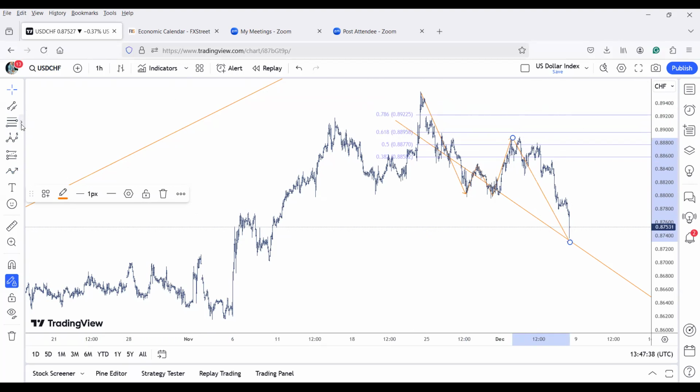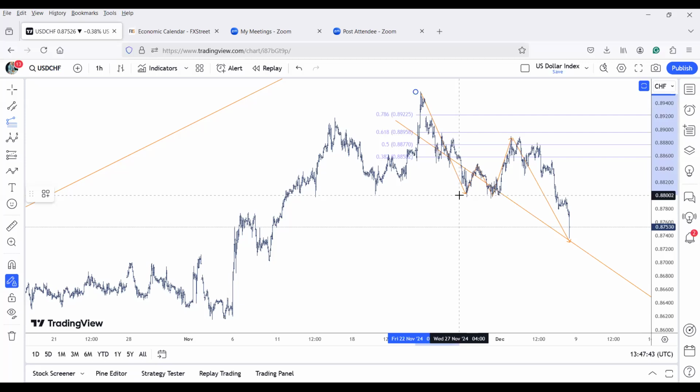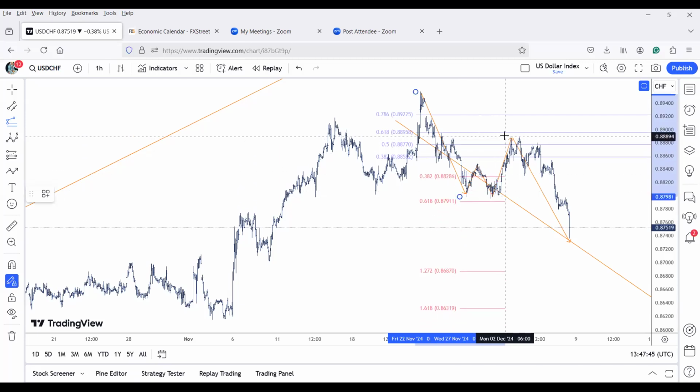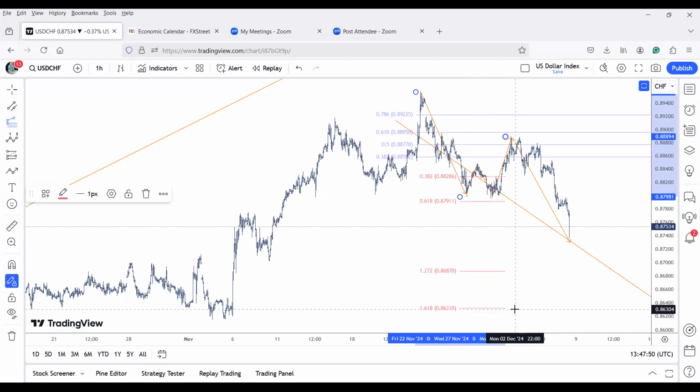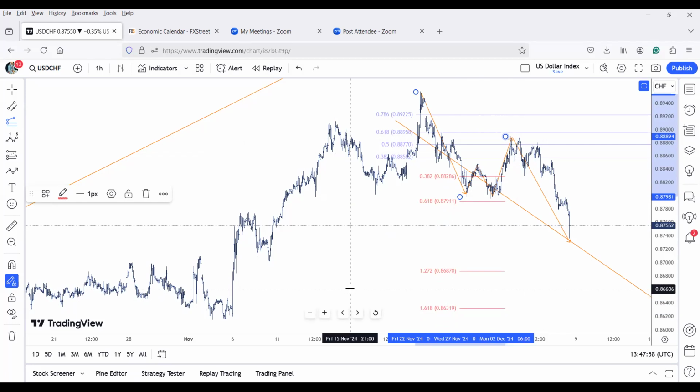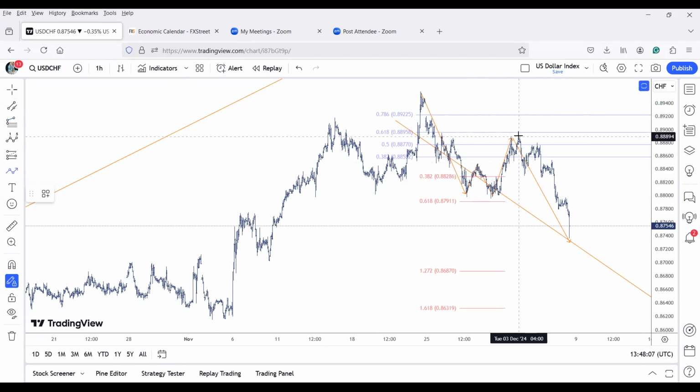Let's take an extension. If it is correctly done, then the potential next level could be somewhere around 86. But watch out for a bounce. See, never take anything for granted, please. It has to stay below that high. For this bearish count to work, it has to stay below that high.